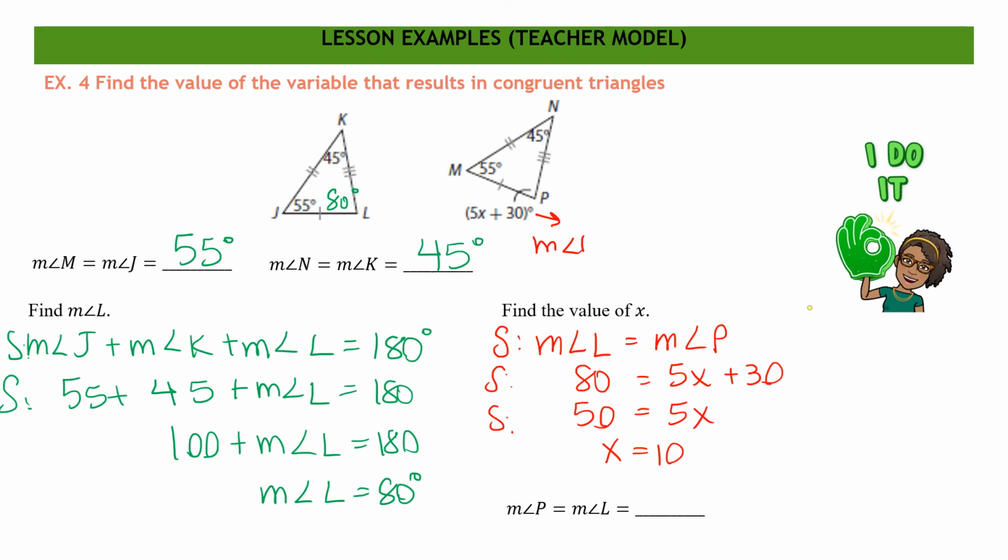So the measure of angle P is 5 times X, which I know is 10, plus 30. 5 times X I know is 50. 50 plus 30 is 80. And there you have it, ladies and gentlemen. I know that both measures of angle L and P are 80. So that tells me that X equals 10 is, in fact, my answer.